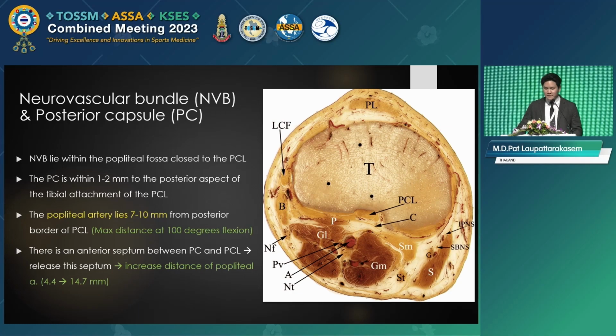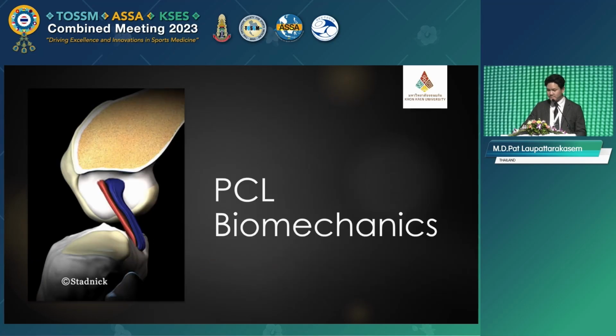The neurovascular bundle lies within the popliteal fossa close to the PCL, with the popliteal artery lying 7 to 10 millimeters from the posterior border of the PCL, with the maximum distance at 100 degrees of knee flexion. There is an anterior septum between the posterior capsule and the PCL. Releasing this septum increases the distance of the popliteal artery by approximately 1 centimeter.